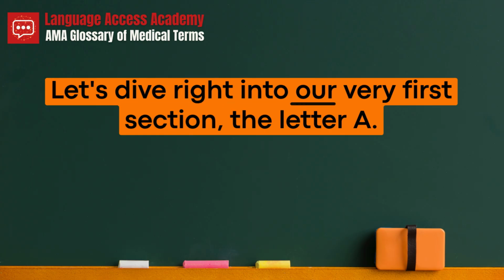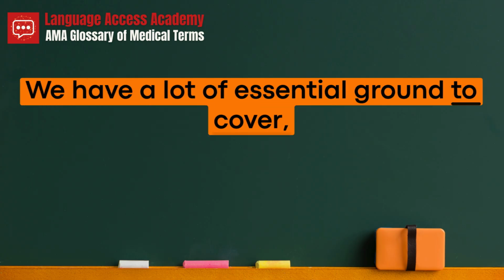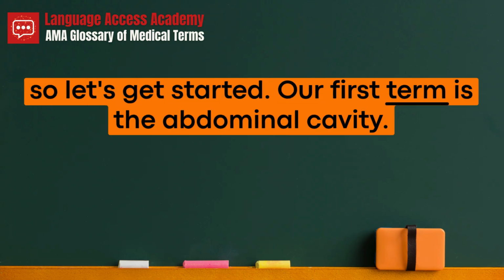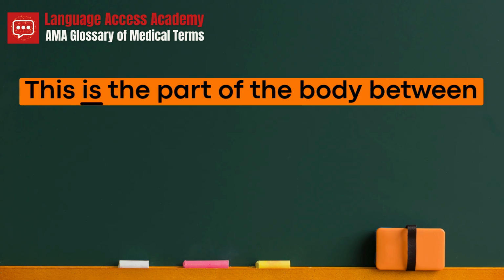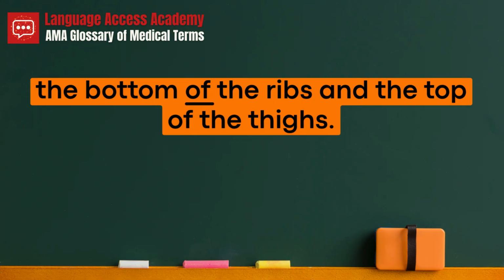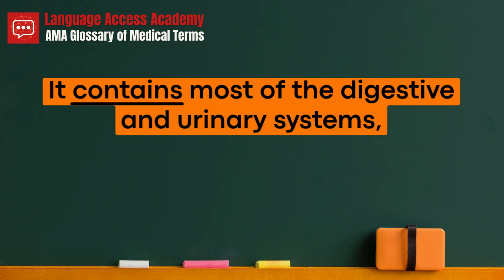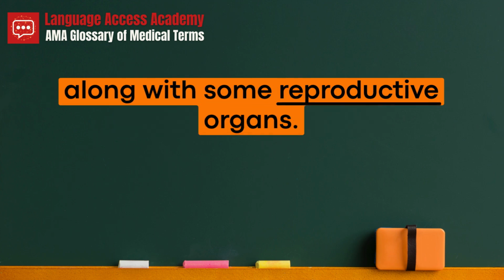Let's dive right into our very first section. The letter A. We have a lot of essential ground to cover, so let's get started. Our first term is the abdominal cavity. This is the part of the body between the bottom of the ribs and the top of the thighs. It contains most of the digestive and urinary systems, along with some reproductive organs.